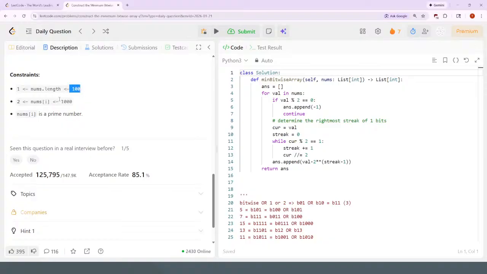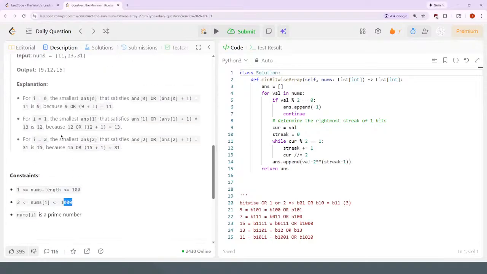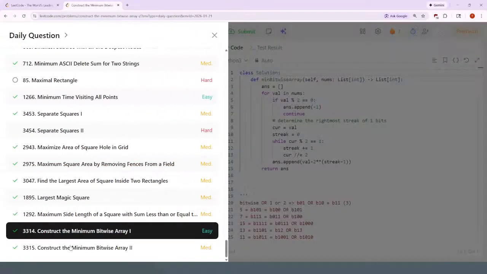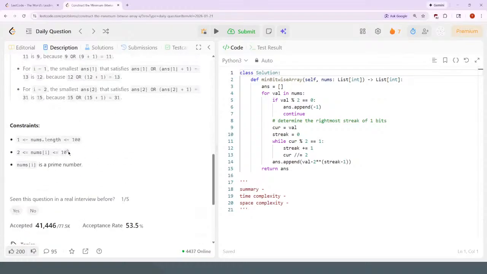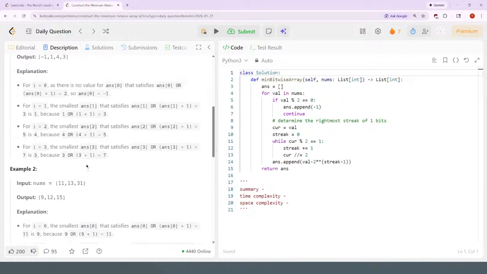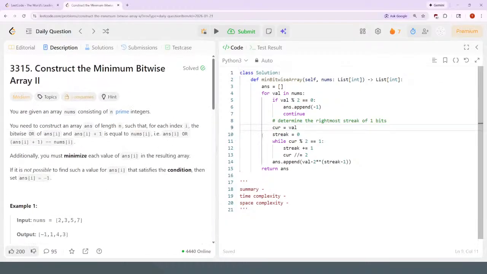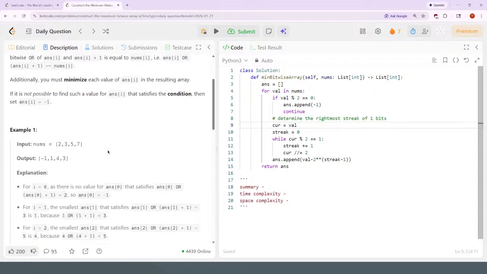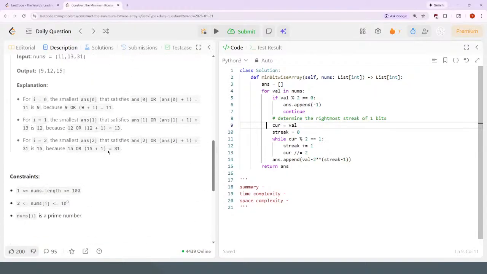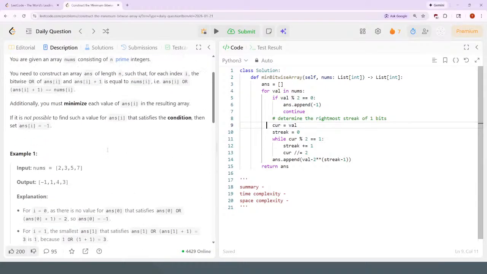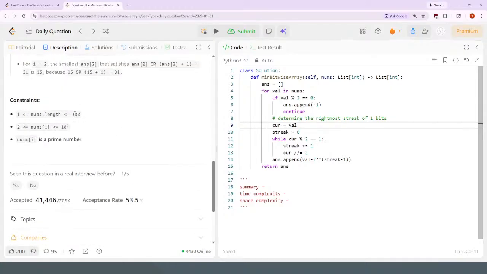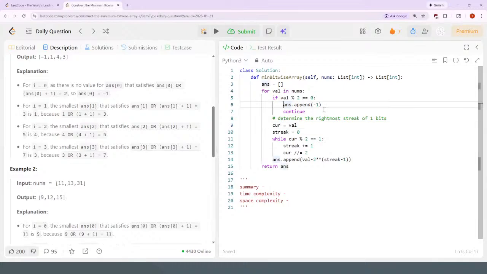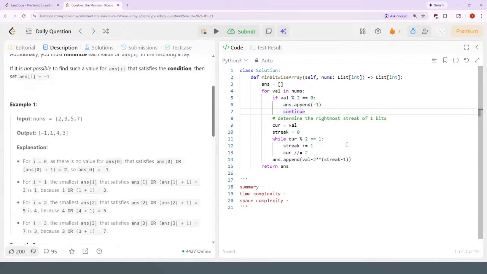Mm, 100 is the array length, 1000 is the maximum number. It's a prime number. The 100 numbers are up to the 9th prime number. I wonder how many numbers there are. There's 100 numbers. So the logic from yesterday is probably the same, right?